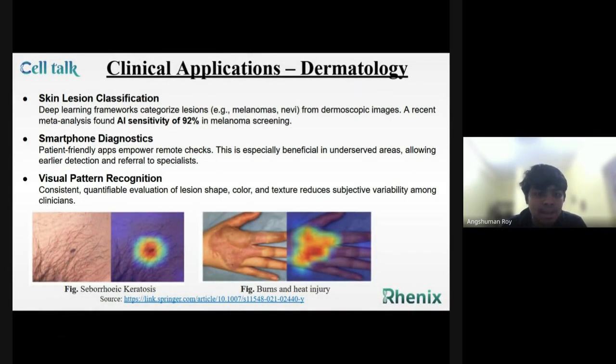Next, in the clinical applications of dermatology, the first thing is skin lesion classification. Deep learning frameworks categorize lesions like melanoma and nevi from dermatoscopic images. A recent meta-analysis found AI sensitivity of 92% in melanoma screening. There are smartphone diagnostics, patient-friendly apps which empower remote checks. This is especially beneficial in underserved areas, allowing early detection and referral to specialists. Visual pattern recognition and consistent, quantifiable evaluation of lesion shape, color, and texture reduce the subjective variability among clinicians. These are two images of AI being able to detect very minute details in the skin.